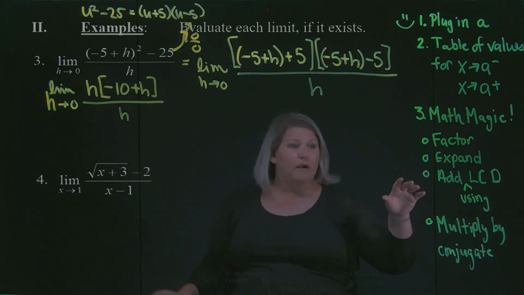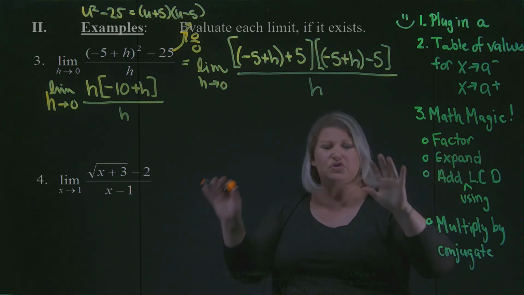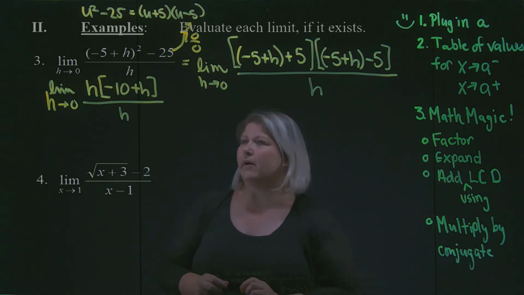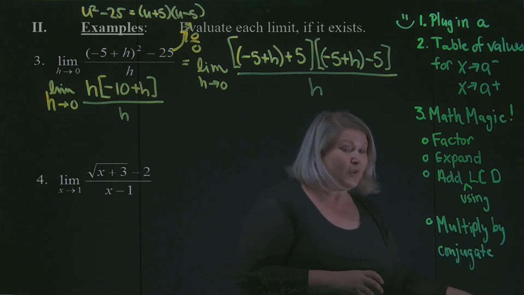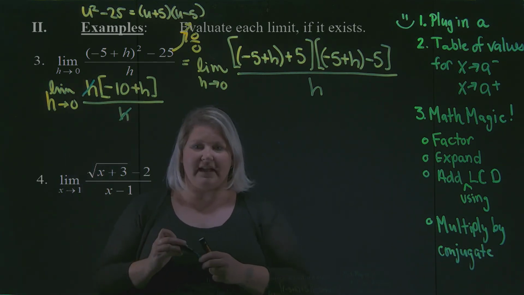By the way, if you ever try something and it doesn't work, like I tried factoring, I would then go to expand. I would try something else. If you do one thing and it doesn't work, you try something else in your math tool belt. So why was I excited? Why did I know that was going to work? Well, I could see this. My h's were going to cancel.